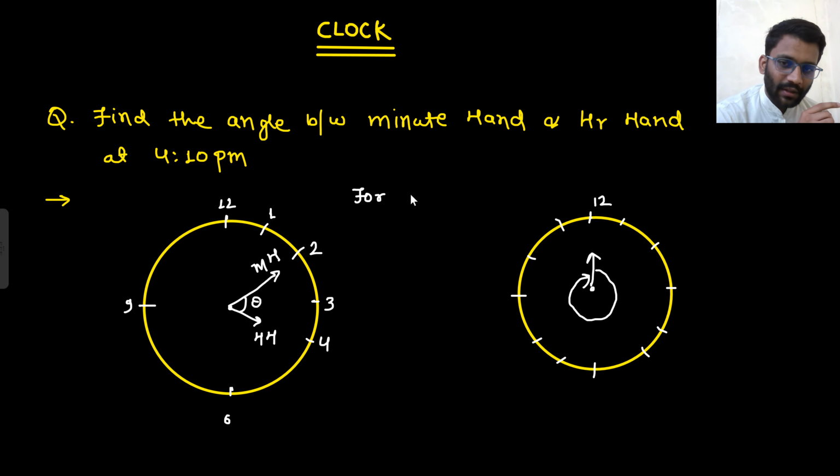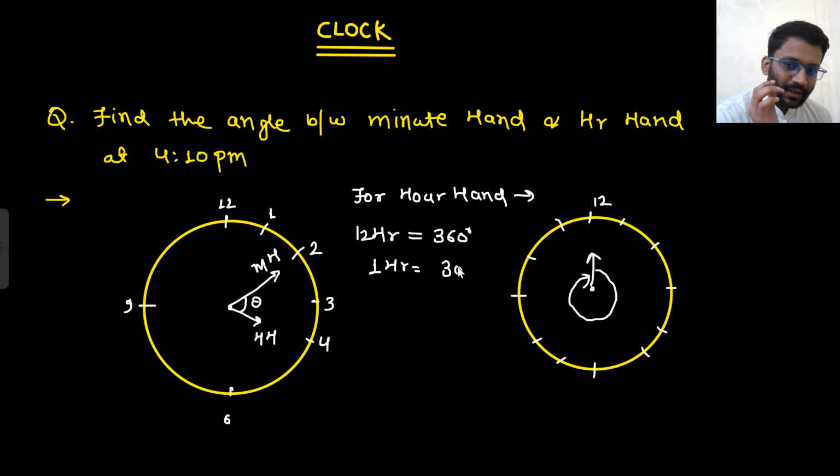For the hour hand, we are talking about 4. 12 hours is equivalent to 360 degrees, and 1 hour is equivalent to 30 degrees, right? Now it has covered till 4. That means 4 hours are equivalent to how much? 120 degrees. That means at least 120 it has covered.